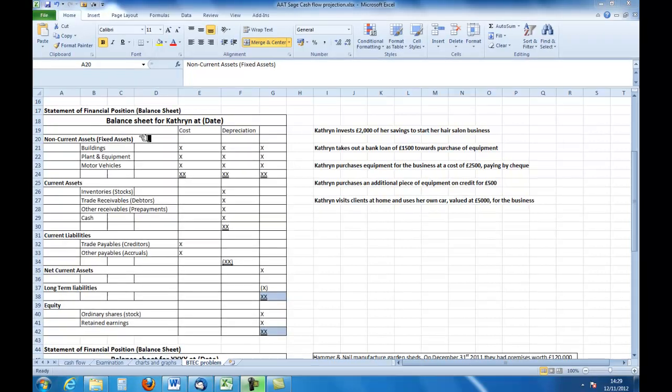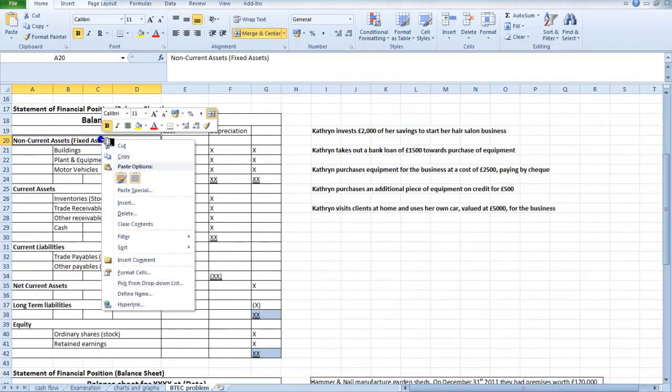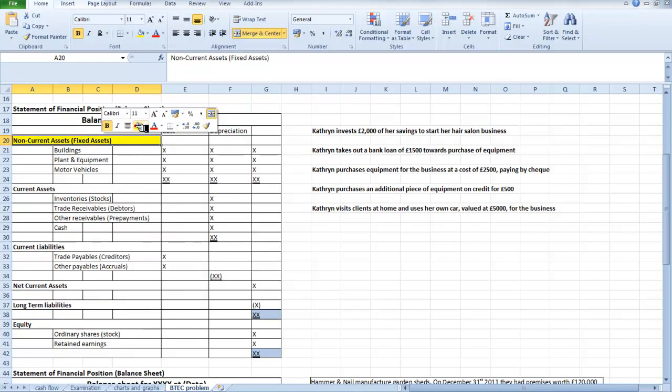The non-current fixed assets, remember, are items that are owned by the business and are for long-term use in the business, which is why they consist of things like buildings, plant and equipment, and motor vehicles.